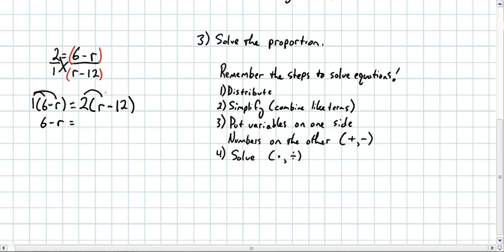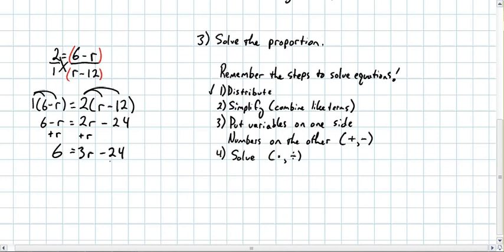And then on this side, 2 times r is 2r, minus 2 times 12 is 24. So we have distributed. Can we simplify anything? No, and no. So now we are going to try to decide which side we want to put the r's on. I'm going to move them to the right side. So I'm going to add an r to each side. So that's going to be 3 r's minus 24 equals 6.